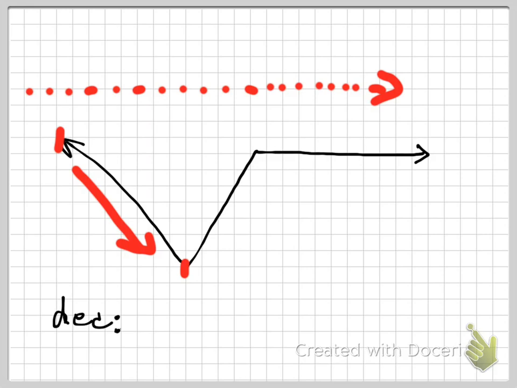Now they're going to want to know the interval. In other words, from where? Well, this arrow is pointing left forever, right? And we already determined that left forever means negative infinity. And then it stops here. Well, let's say that this point is where x equals negative 3. So it stops at negative 3. Okay?